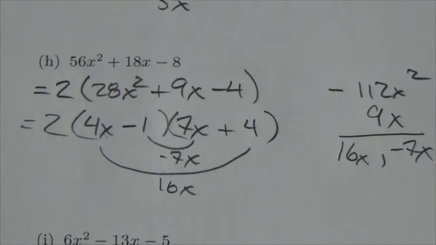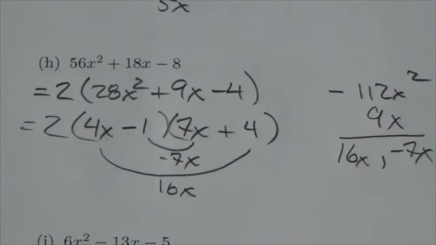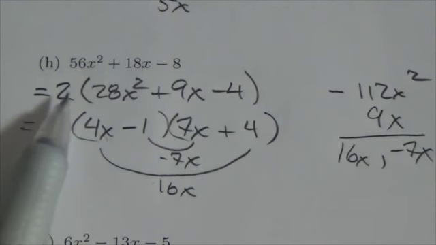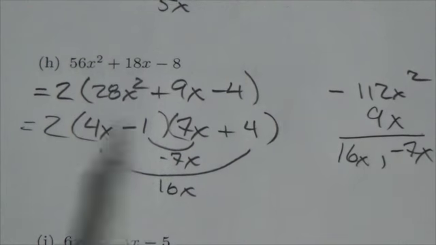2 times 4x minus 1 times 7x plus 4. Don't forget to write the 2 out after you take it out here, don't leave that. It's got to carry through every time you write the equality sign there.